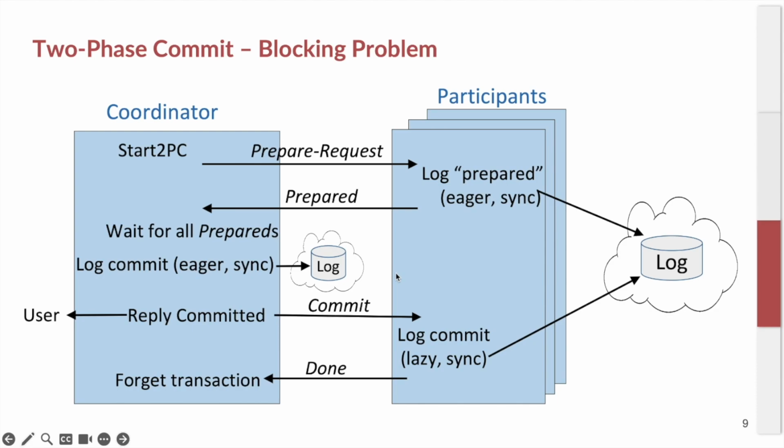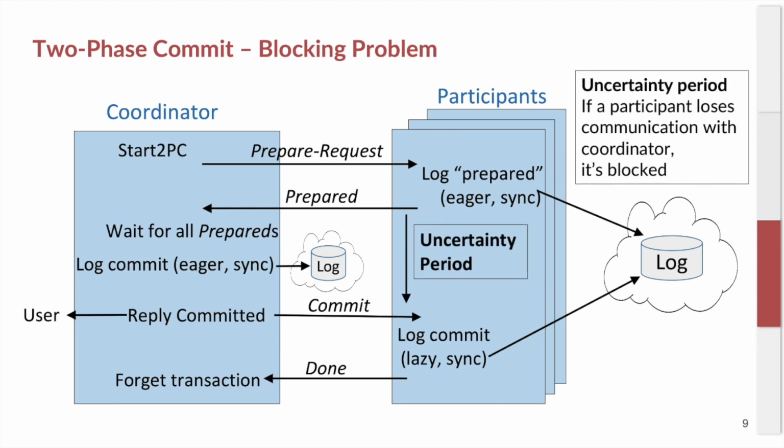There are many failure cases to consider, and we'll just focus on the hardest and the most interesting one, which leads to the blocking in two-phase commit. As we mentioned previously, in standard two-phase commit, if a participant loses communication with the coordinator during this uncertainty period, it will wait for a commit or an abort message so that it is blocked and cannot make further progress.